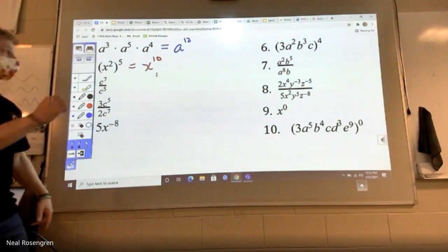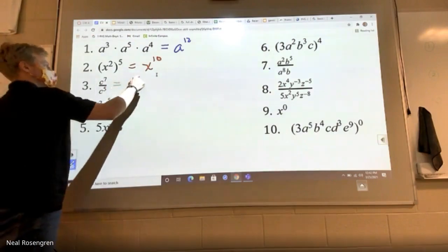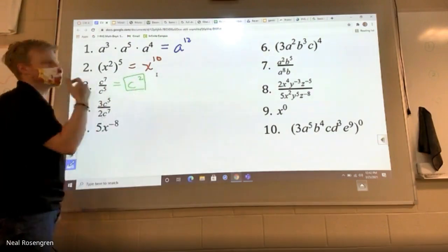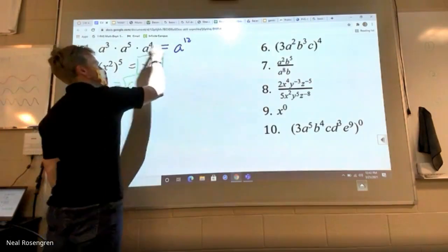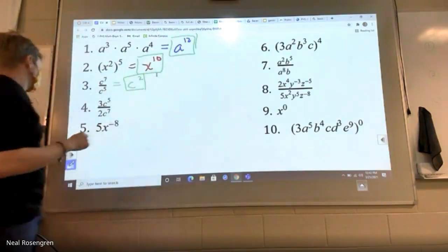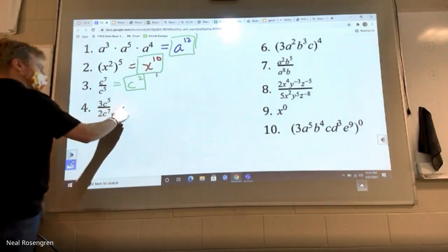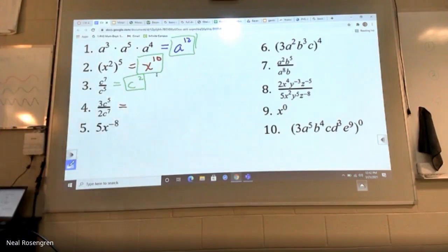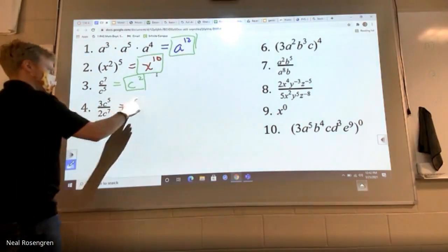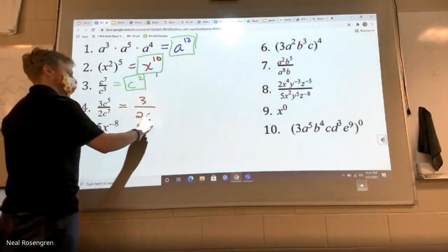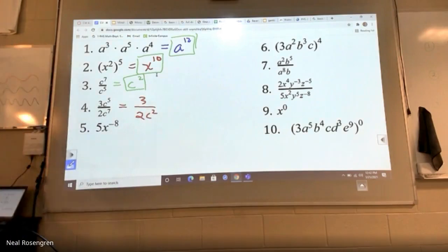Third one. 3 C squared. Box them up if you want. That's never a bad idea, even though there's only like one step with most of these. C squared for that one. 4 is a little bit trickier. Anybody feel pretty good about number 4? Yes, Don. Nice. 3 over 2 C squared.